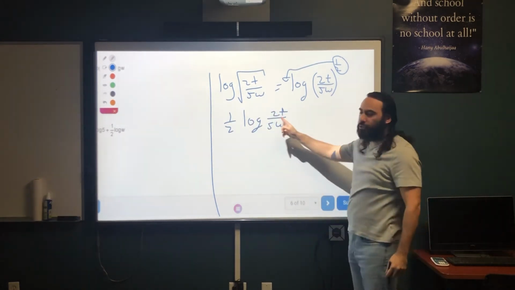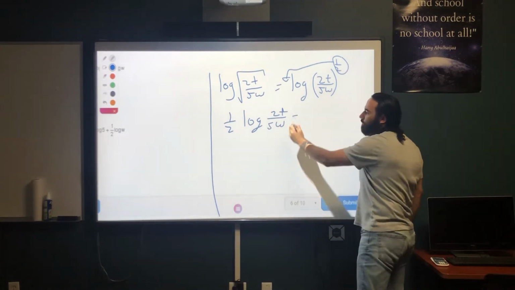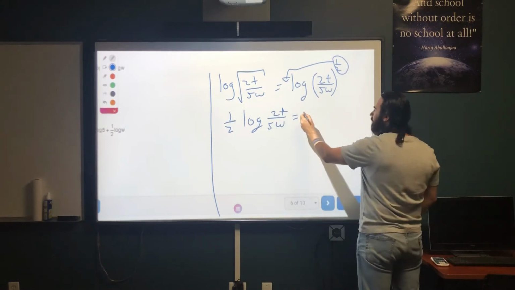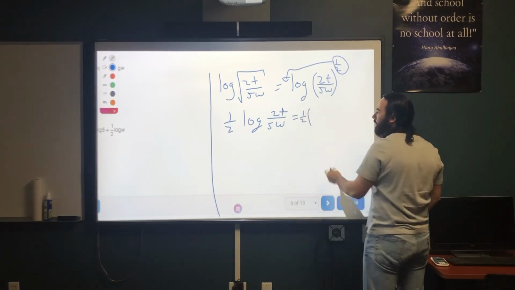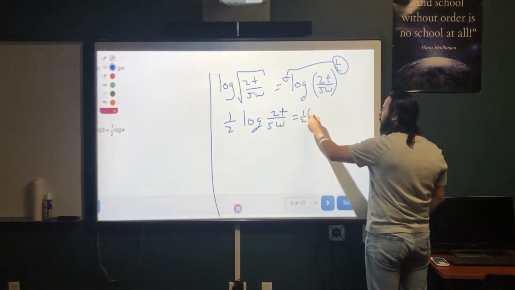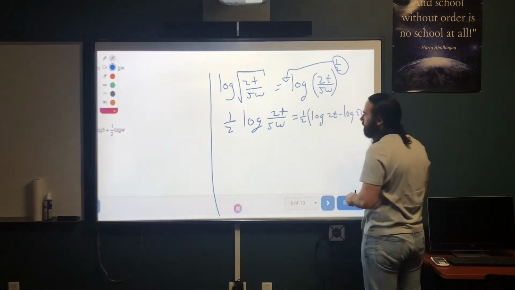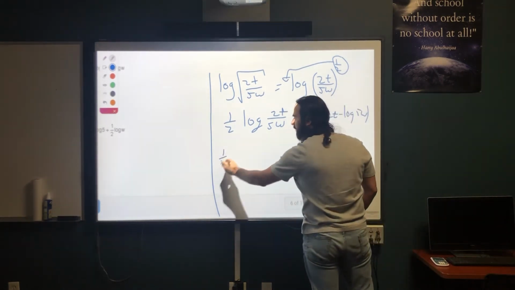Now we have the division, which means we need to subtract it. Remember, the 1/2 we can keep outside in the meantime. Inside it's going to be log 2t minus log 5w. Keep the 1/2 outside.